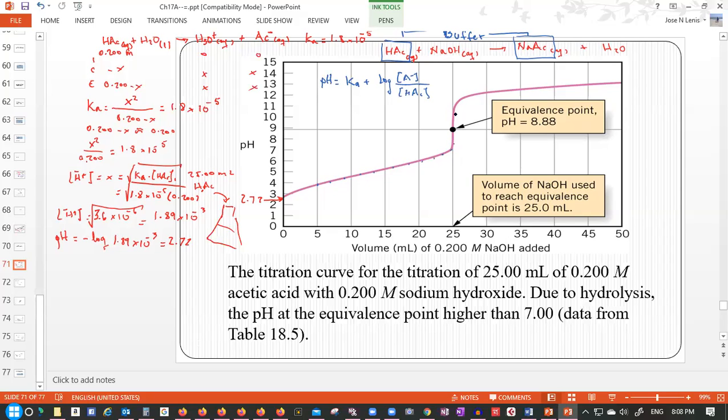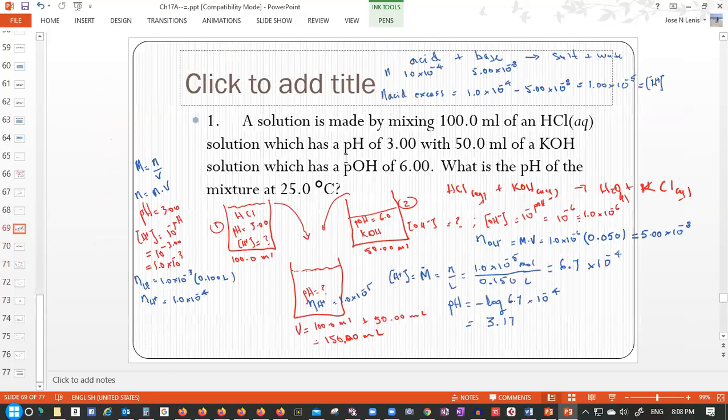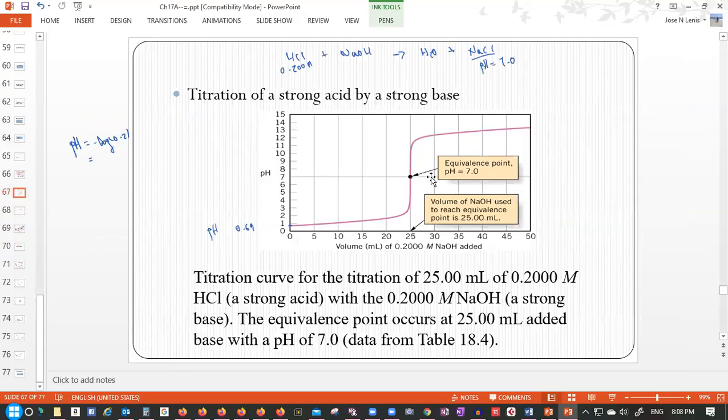So here shows the flat line. On the middle of the flat line, we get the equivalent point, and happens to be not 7. Like on the previous one. On the previous one, we have the equivalence point pH 7. Why? Because this titration between the strong acid and the strong base forms a salt that is neutral. It's neutral because it's made of two ions that are too weak to react with water.